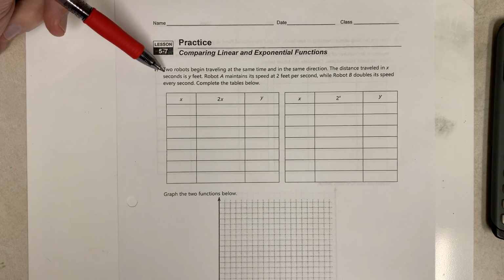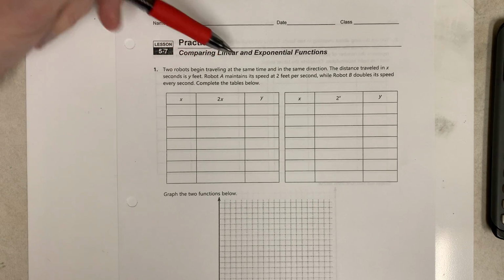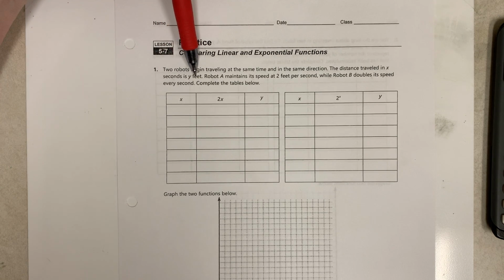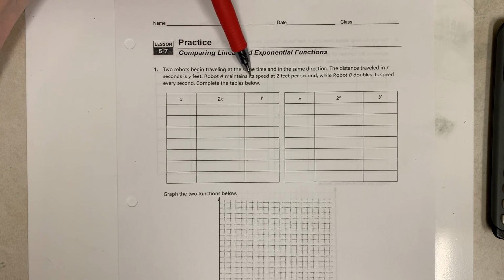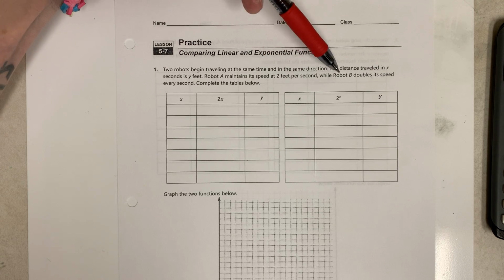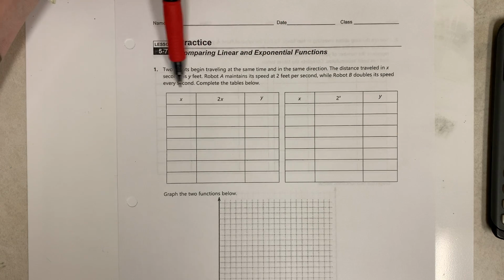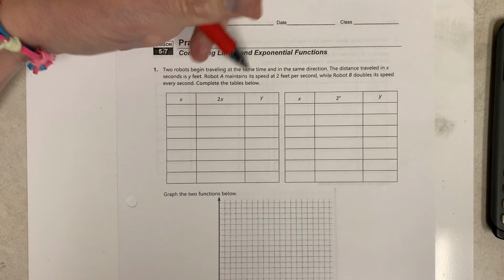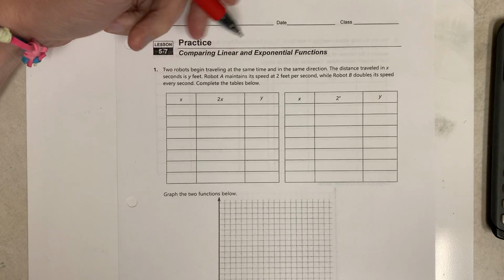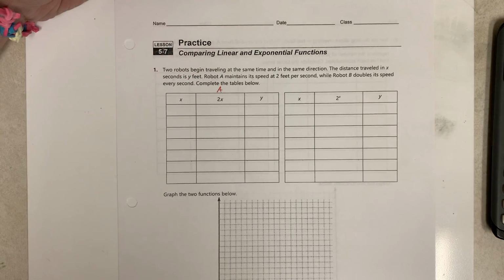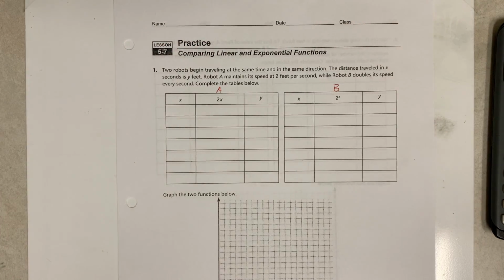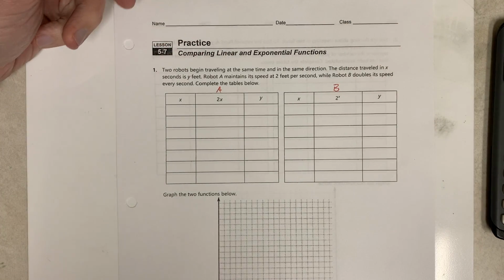The first one says two robots begin traveling at the same time and in the same direction. The distance traveled in x seconds is y feet. Robot A maintains its speed at 2 feet per second, while robot B doubles its speed every second. Complete the tables below. So this table right here, since it's 2 times x, is going to be for robot A, and robot B is going to be over here. So we're going to go from 0 to 6 seconds.